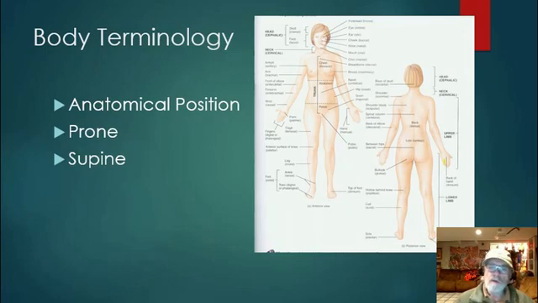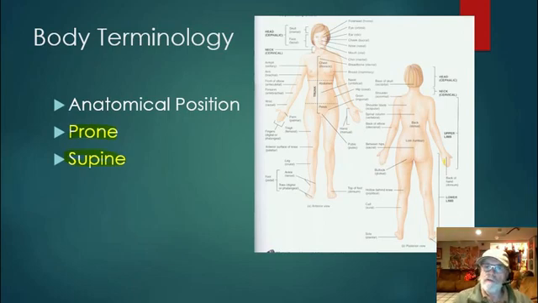Okay. The second word I want to talk about today is prone versus supine. They're opposite each other. Now let's look at anatomical position. In anatomical position, the front of the body is facing forward.